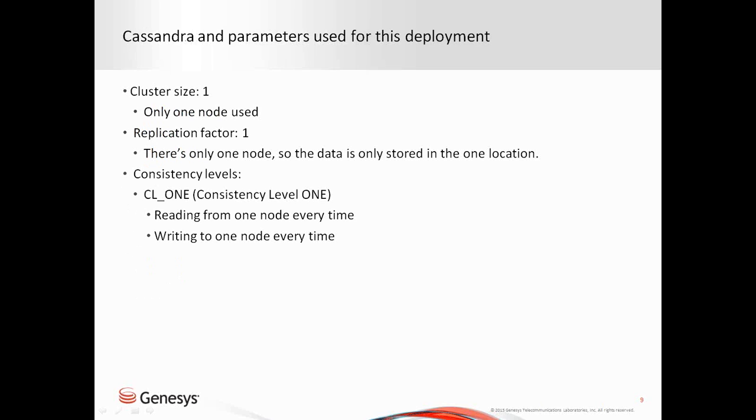So for Cassandra, the cluster size that we're going to be using for this deployment is just one, so we're only going to be using one node. The replication factor is 1, so the data is only stored in that one location. For the consistency levels, the consistency level of 1, we are reading from one node every time and writing to one node every time.